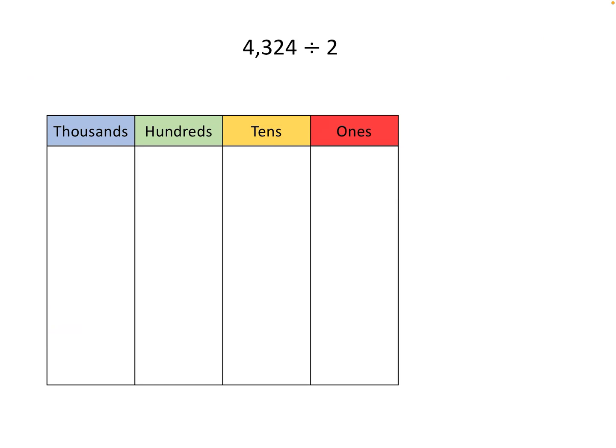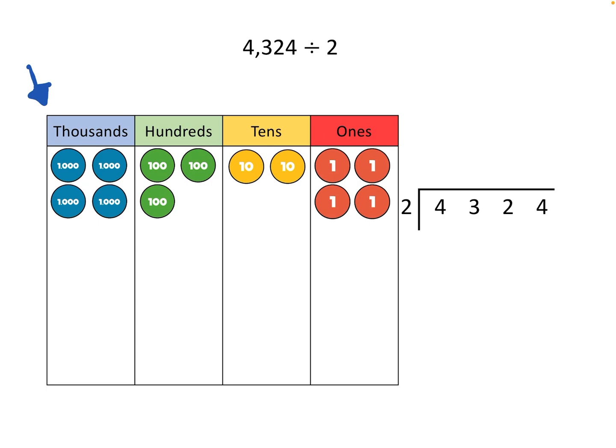Again, pause the video. Let's work this out. First I want you to represent it. Then we're finding how many groups of 2 go in each of these numbers. Unpause the video when you've had a go. So I've got my 4 ones, 2 tens, 300 and 4 thousands. 4,321. I'm dividing it by 2. How many groups of 2?